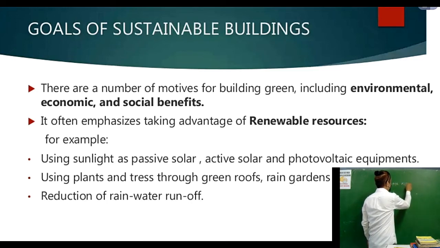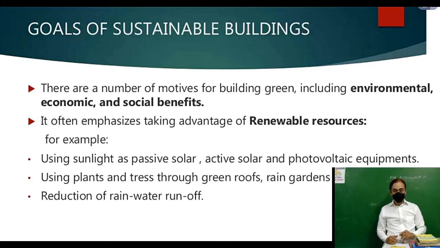Now let's go to the goals of sustainable buildings or sustainable architecture. There are a number of motives for building green, including environmental, economic, and social benefits. It often emphasizes taking advantage of renewable resources. For example, using sunlight through passive solar, active solar, and photovoltaic equipment. Using plants and trees through green roofs, rain gardens, etc. And reduction of rainwater runoff.